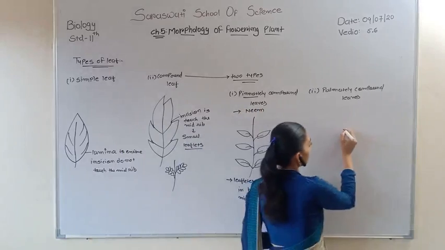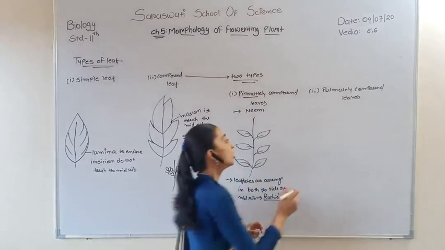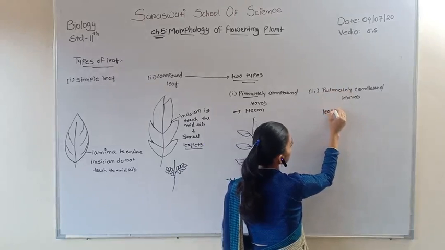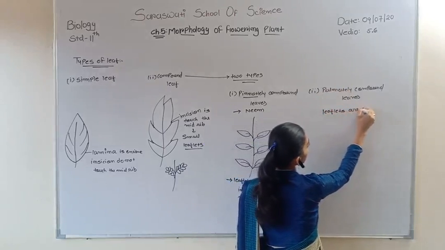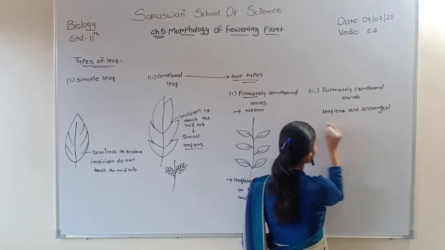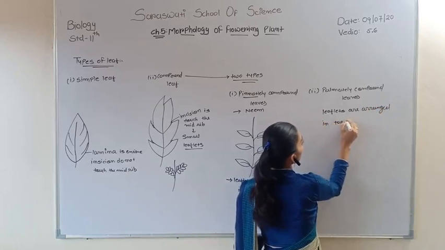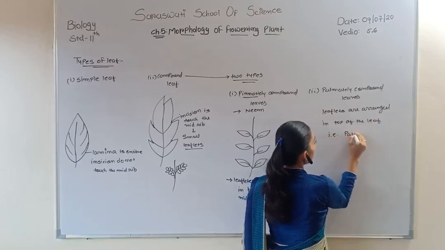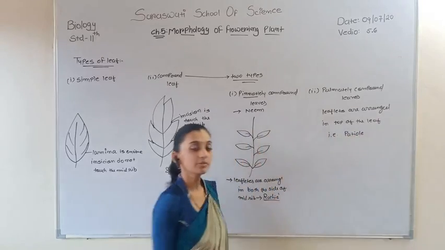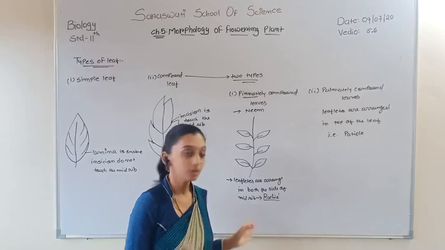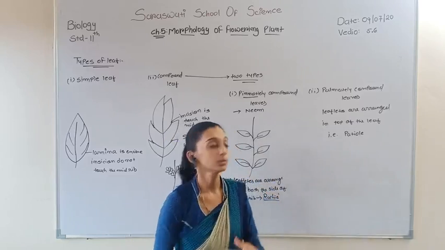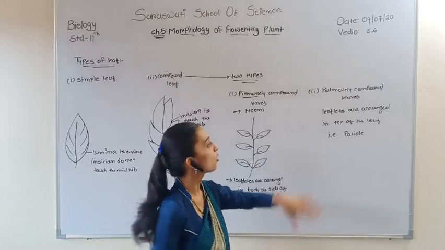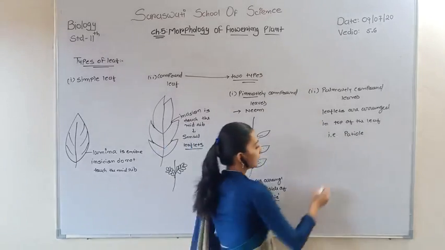But in the palmate leaf, the leaflets are arranged at the top of the leaf, and that portion is the petiole. Yesterday we discussed what the petiole is. It is the main part of the leaf. So the leaflets are arranged at the top of the petiole. It is known as palmately compound leaves.